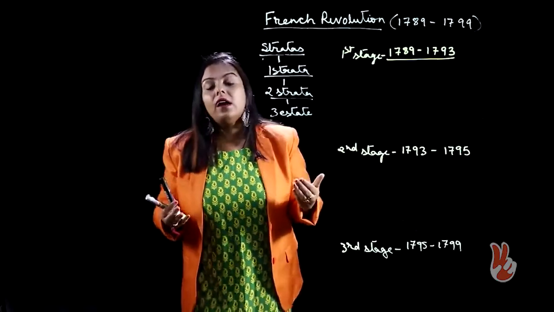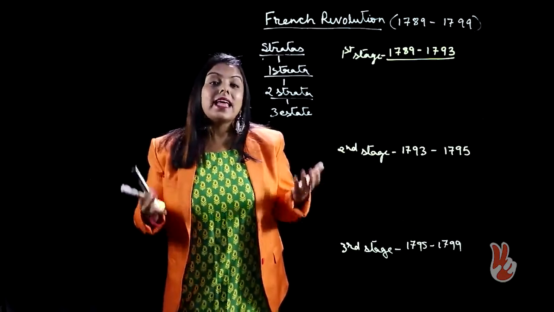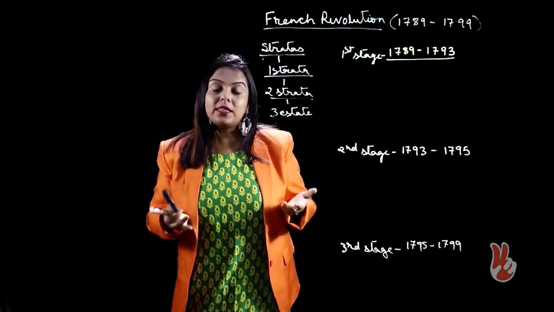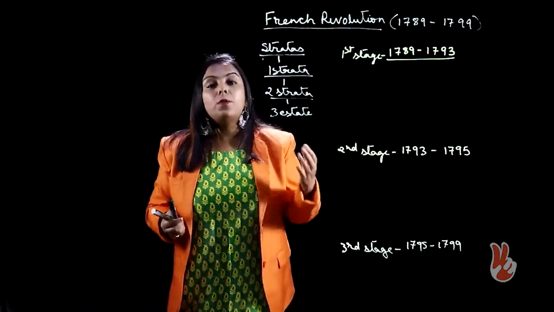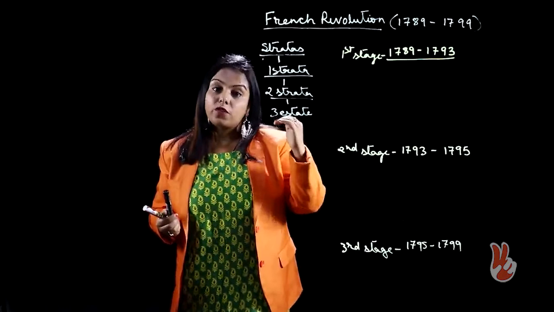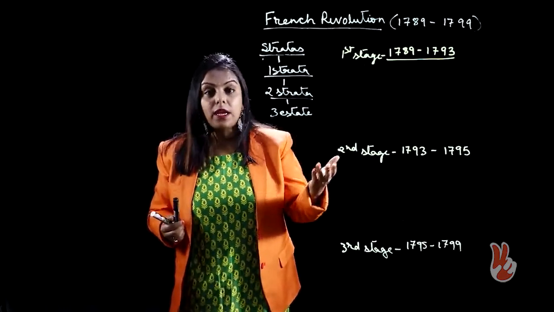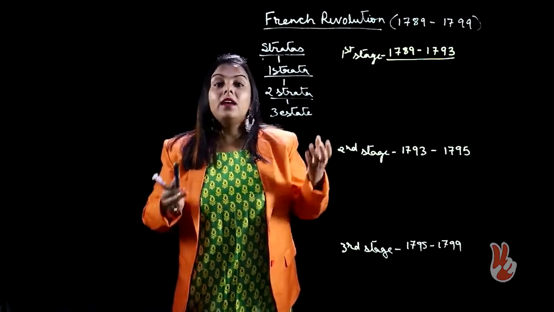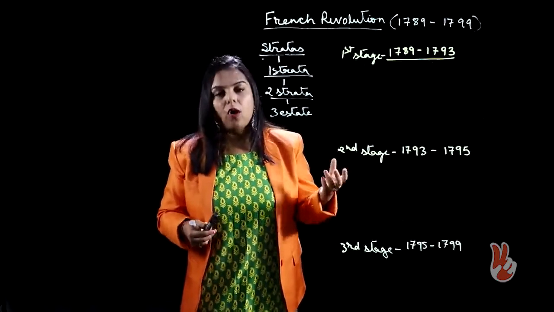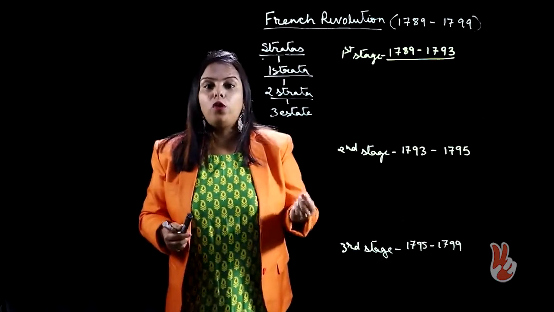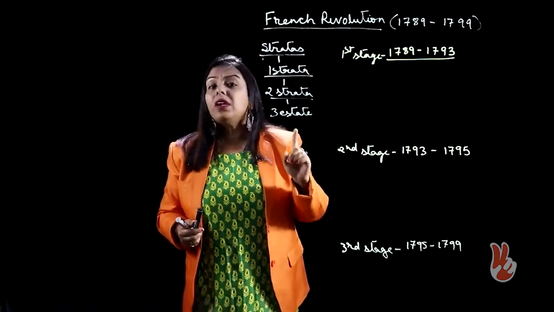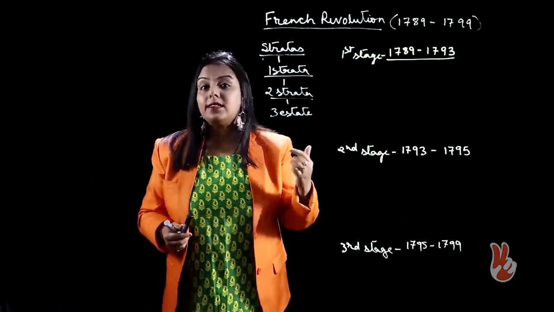Earlier, Louis XVI accepted this demand and he called the General Assembly. But when the representatives of the third estate went to the assembly, they realized that the king was not going to give them any extra power, and the number of votes coming from the third estate was also going to be one, like any other estate.